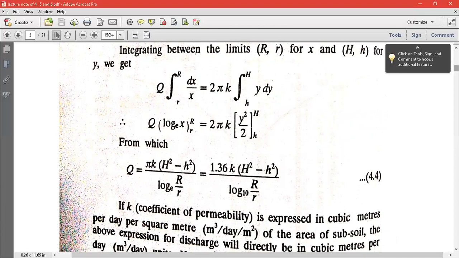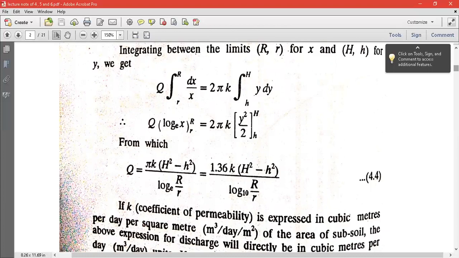The yield, that is the discharge of the well, on the Dupuit formula is saying that Q equal to 1.36 K (capital H square minus small h square) by log 10 (capital R by small r). So this is the thing.